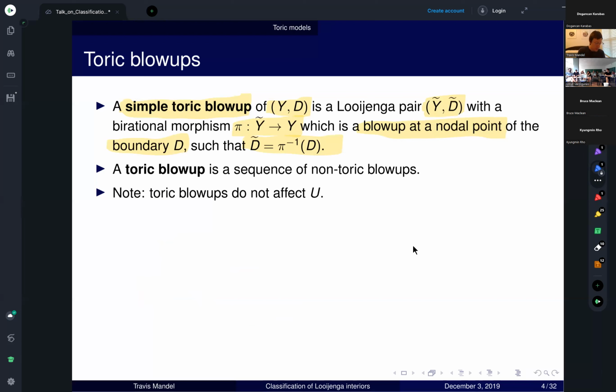And then more generally, a toric blowup will be a sequence of simple toric blowups. So you'll blow up a node, take the inverse image of D. Now you have some new nodes. You can blow up those, keep blowing up. And as I've mentioned, the key thing to notice is that toric blowups don't affect U. You're only adding new stuff to the boundary, but U is not changing.